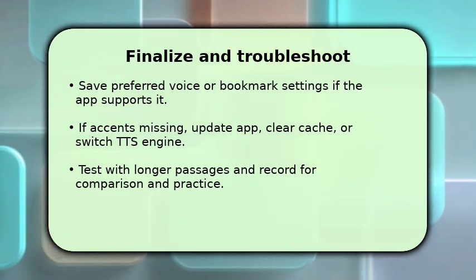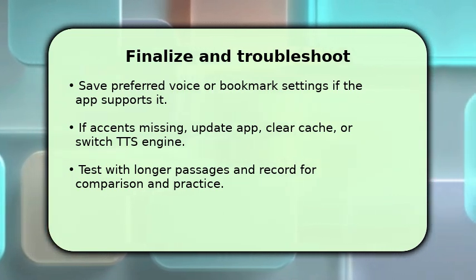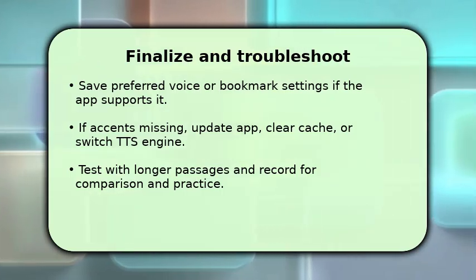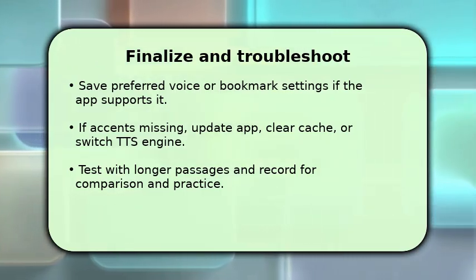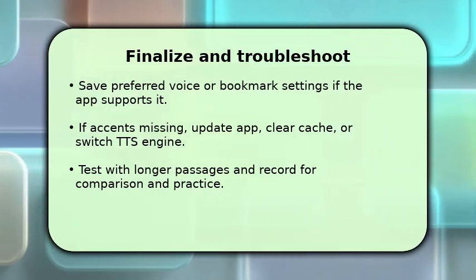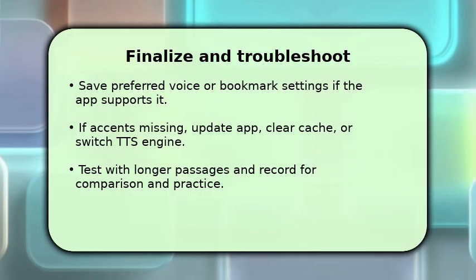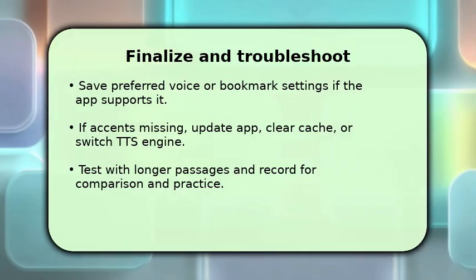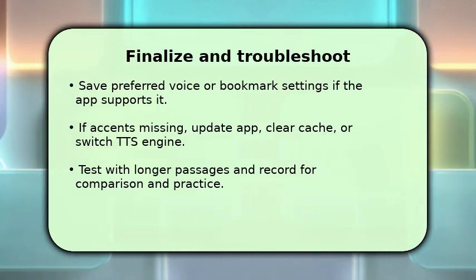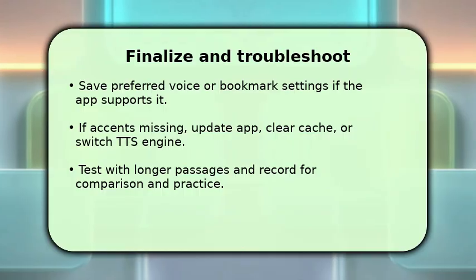If the accent option disappears, update the Google Translate app, clear cache, or switch to Google TTS in device settings and retry. Make sure your region settings don't restrict voices. Change location settings if necessary. Finally, record output and compare to native samples so you can iterate. Adjust pitch or speed again, and repeat until the accent matches your target.